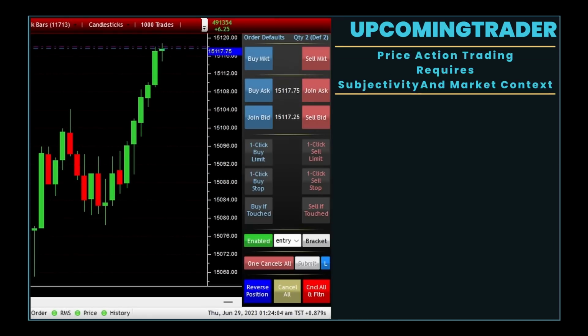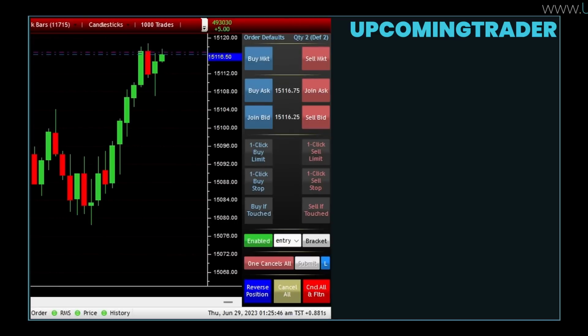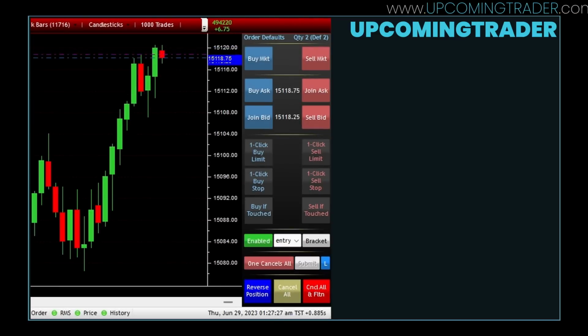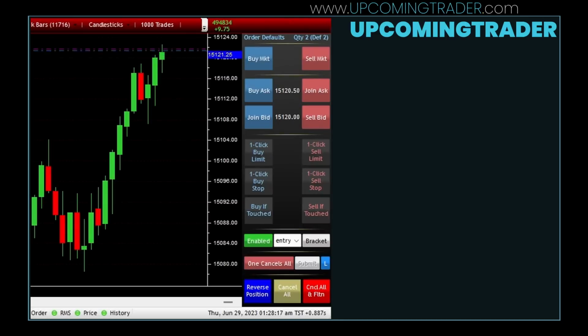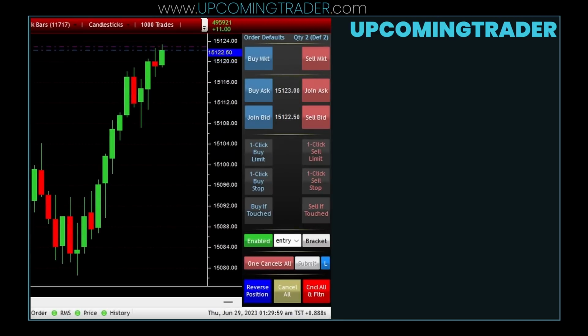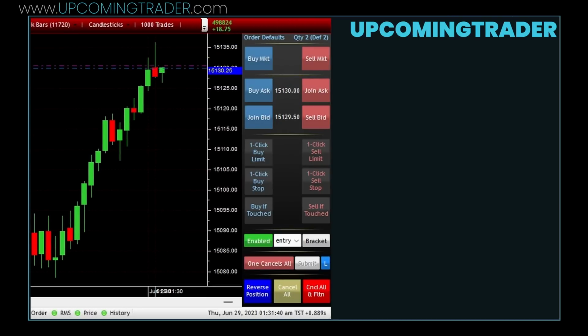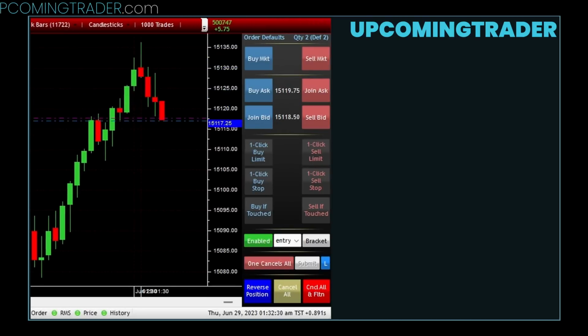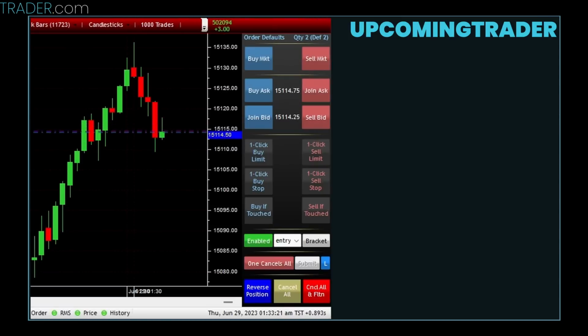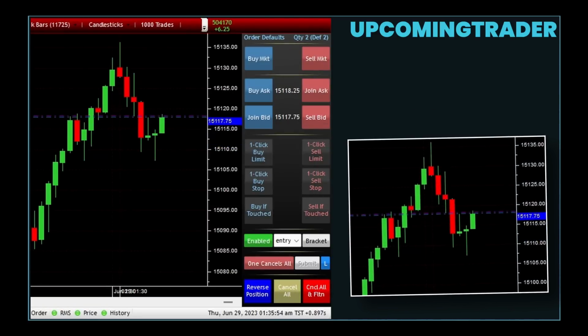It is important to understand that this subjectivity is influenced by market context. You must learn to understand the current context of the Nasdaq E-mini futures markets. Remember, price action trading involves a degree of subjectivity or discretionary trading, and different traders may interpret the same price patterns differently, especially when swing trading. It requires a lot of practice and understanding of market psychology.